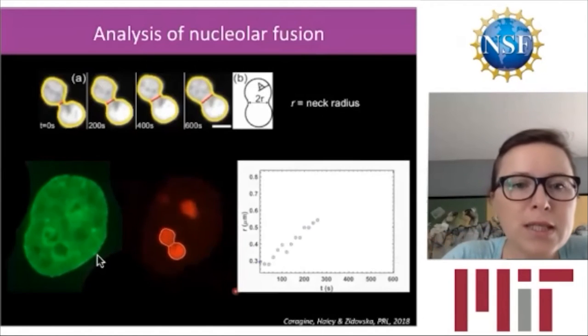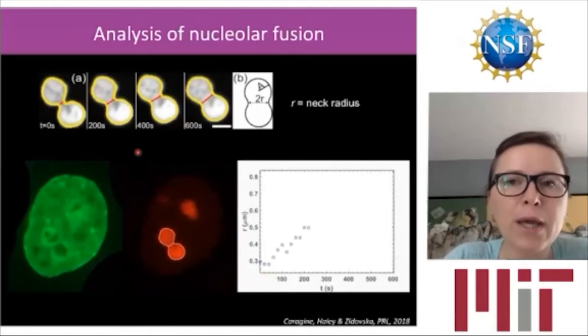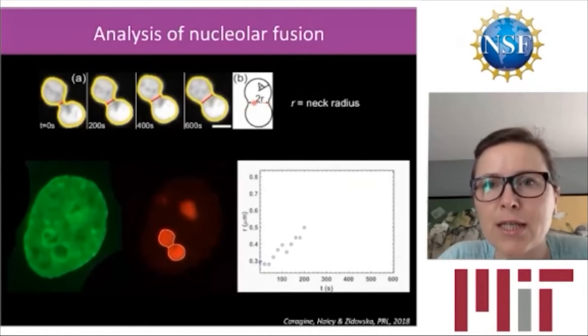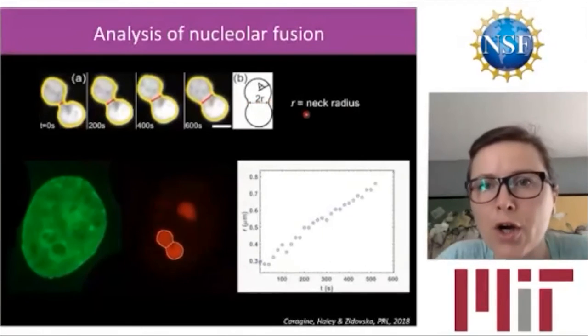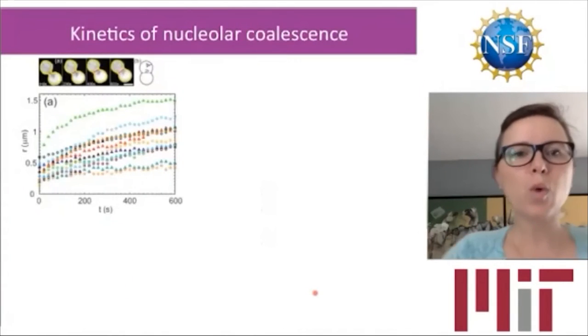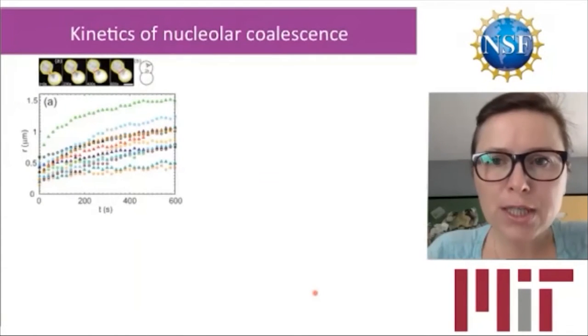So you see here such an experiment. We measure the neck growing, as shown in this cartoon up here. And so here, this is the radius R. This is what we are obtaining here in this graph. So what we do, we have obtained 14 of such fusions.